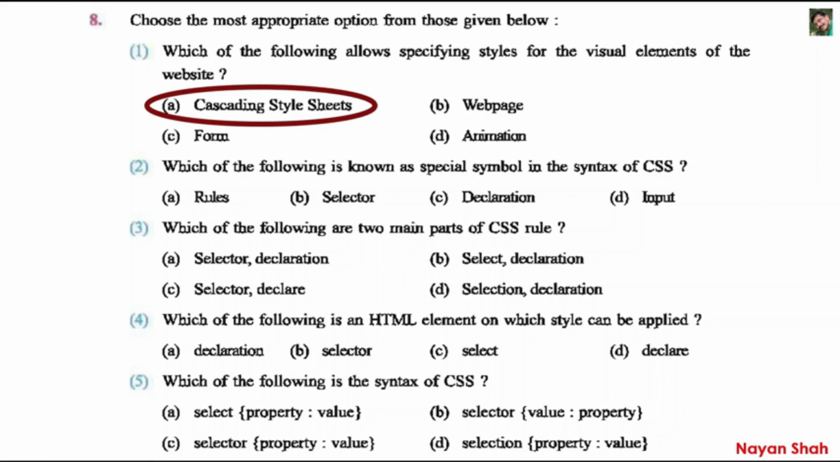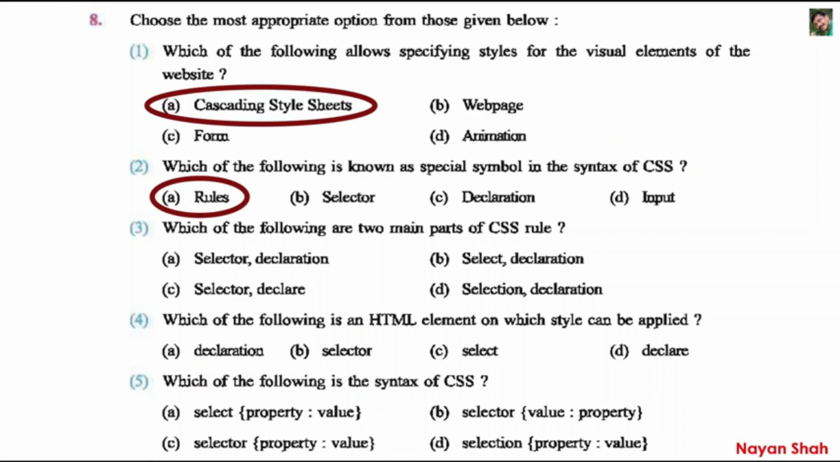Second question. Which of the following is known as special symbol in the syntax of CSS? This is one of the very popular questions which is being asked in the board exam also. So once again, which of the following is known as special symbol in the syntax of CSS? That is obviously rules. This CSS syntax has some special symbols known as rules. There is a sentence in the textbook that says that the syntax of CSS contains special symbols known as rules.